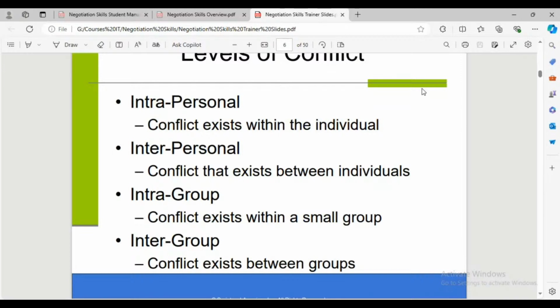How about group conflict? In group conflict, we have intra and intergroup. Intragroup means conflict exists within one group. Intergroup means conflict exists between two or more than two groups.